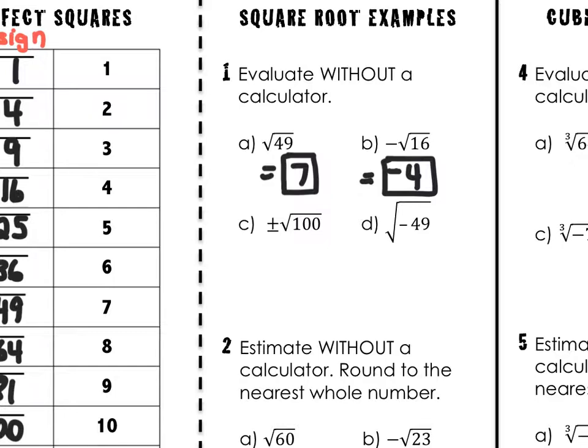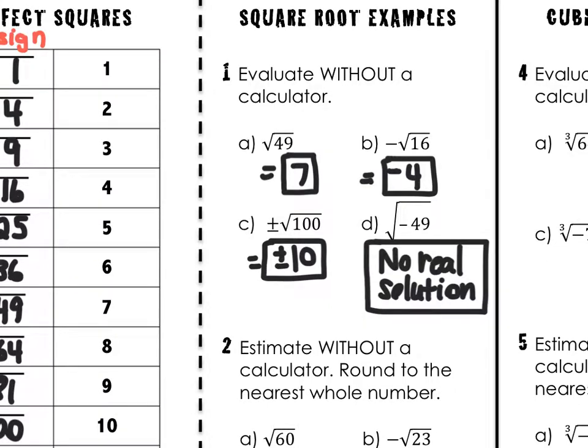Now for 1c, it says positive or negative radical 100. So always do the radical first. Radical 100 is 10, and then you put the positive or negative sign in front of it. So then positive or negative 10 is your answer. Now for 1d, it says radical negative 49. So a lot of kids will say, well, I think it's negative 7, but negative 7 times itself is positive 49. So it's not negative 7. Instead, we will write no real solution, because there is no number times itself that's going to give the answer negative 49.